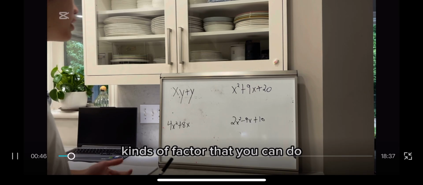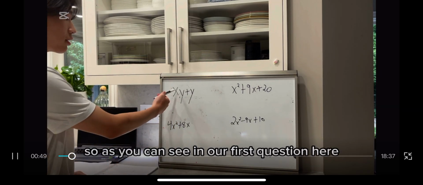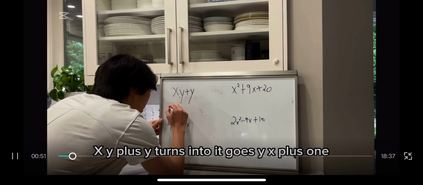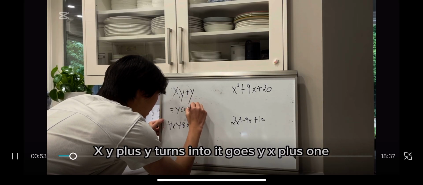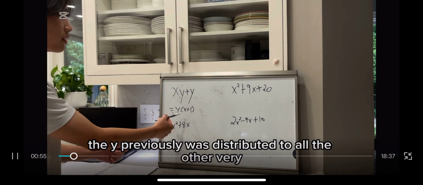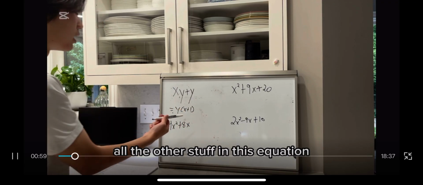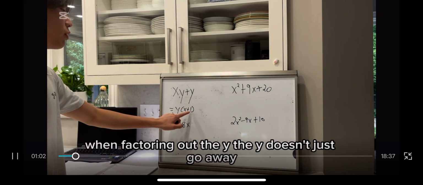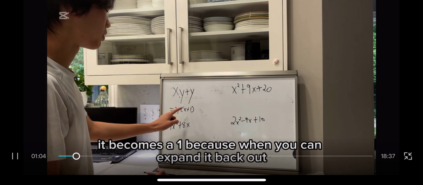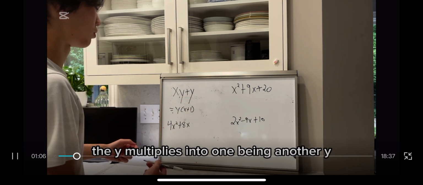So there are many kinds of factoring that you could do. The first one being common factor. As you can see in our first equation here, xy plus y turns into y times x plus 1, because the y was previously distributed to all the other terms in this equation. An important thing to note is that when factoring out, the y doesn't just go away. It becomes a 1, because when you expand it back out, the y multiplies into the 1, creating another y.